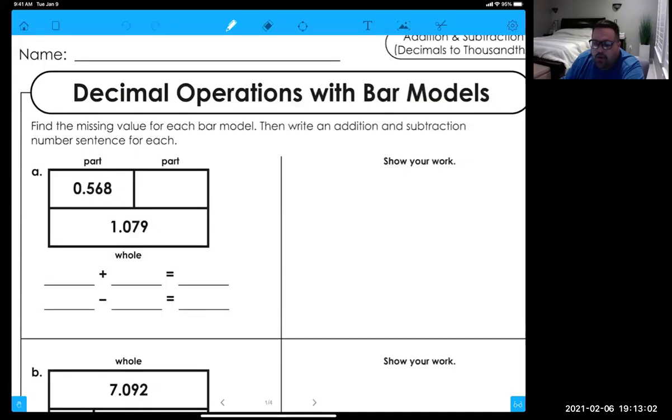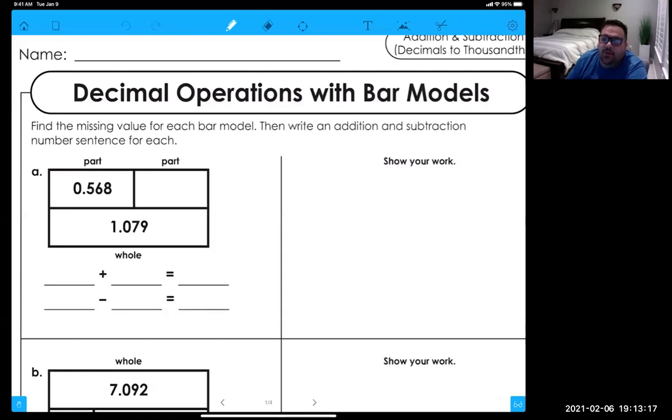Okay, people, I know we started. This is your homework for math on Tuesday. 2 dash 9. Sorry, it's Saturday. I don't know what day it is.